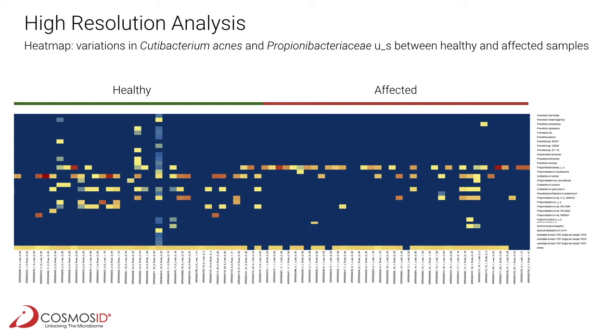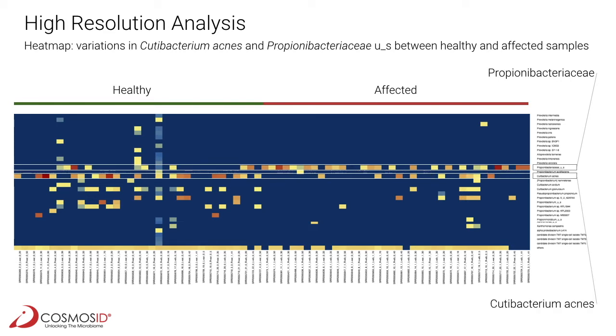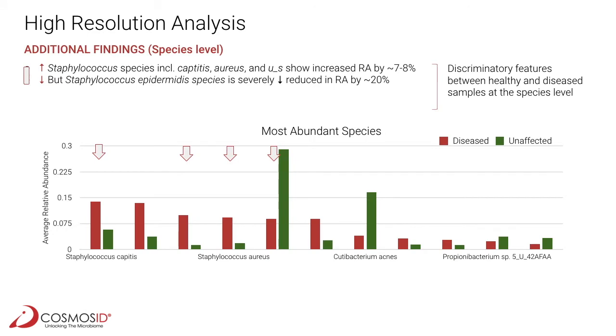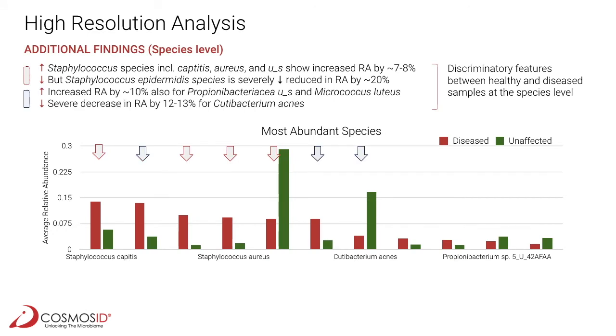In addition to Staphylococcus, the authors also noted variations in Cutibacterium acnes and Propionibacteria between healthy and affected body sites. Here you see an overabundance of Propionibacteria and a reduced abundance of Cutibacterium acnes. Let's move back to that chart that explores species-level abundances, and we were able to once again confirm that relative abundance for Propionibacteria as well as for Micrococcus luteus at the species level were increased by about 10 percentage points, while for Cutibacterium acnes we observed a severe decrease of 12 to 13% in relative abundance.